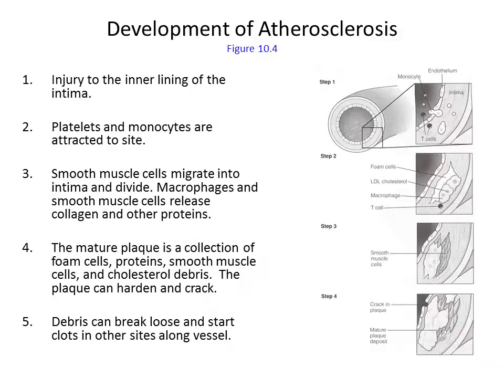Now, development of atherosclerosis, or a narrowing and hardening of the arteries. Typically it starts with an injury to the lining of the intima. And you have platelets and monocytes that are attracted to the site to help repair the area. Smooth muscle cells migrate into the intima and divide. Macrophages and smooth muscle cells release collagen and other proteins. And the mature plaque is a collection of foam cells, protein, smooth muscle cells, cholesterol debris. The plaque can harden and crack, and the debris can break loose and damage the vessel downstream or clog the vessel downstream, all kinds of nasty things.